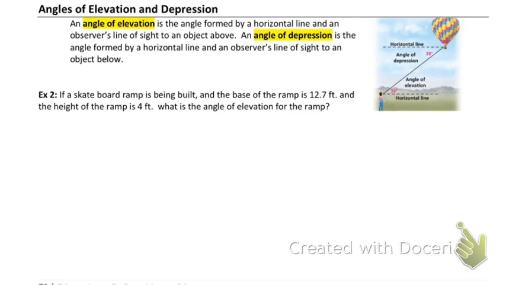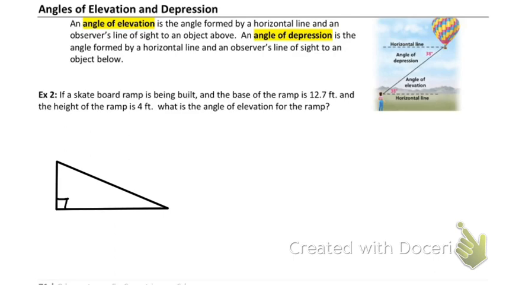Well, one more quick problem. We have a skateboard ramp that we're building, and the base of the ramp is 12.7 feet, and the height of the ramp is 4 feet. It wants the angle of elevation for that ramp. So let's go ahead and make a triangle, because that's what a ramp's going to look like. It's going to look something like that. It's going to be pretty sweet.